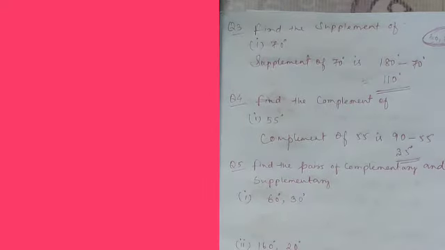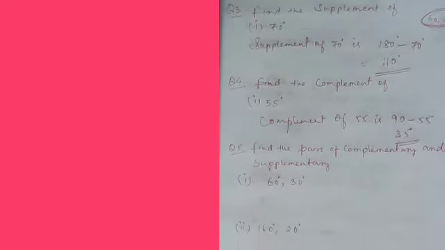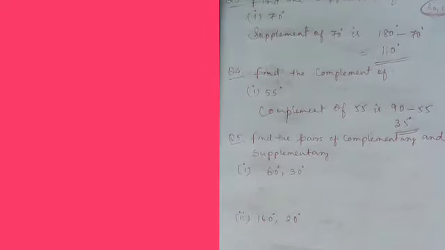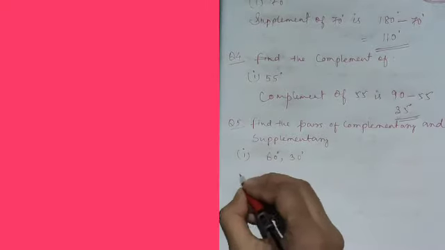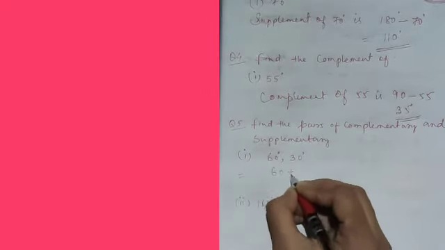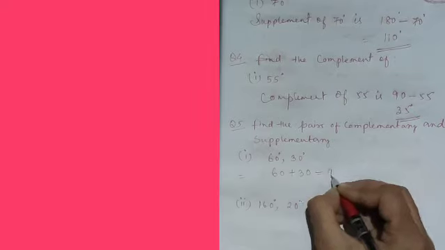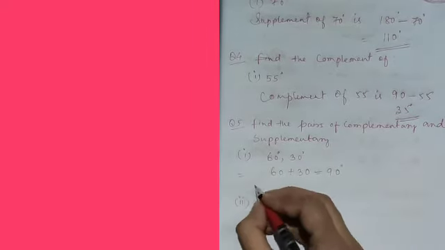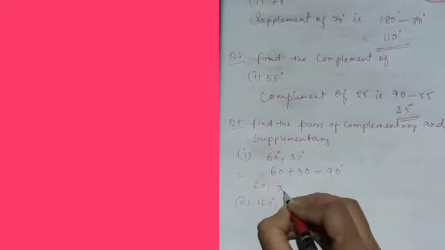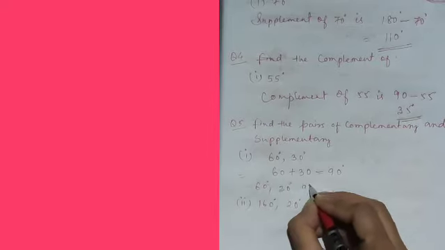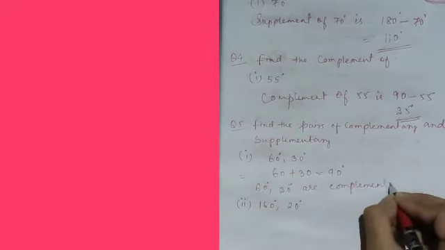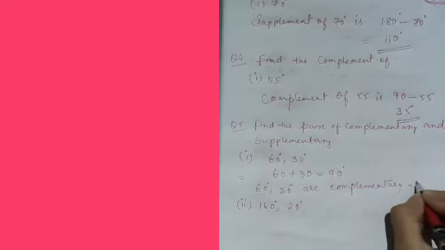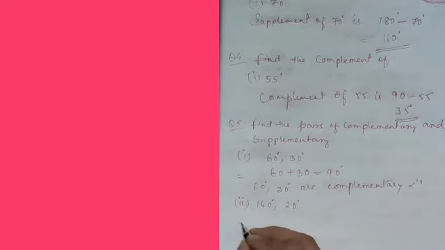Clear? Now in the next question it is said, find the pairs of supplementary and complementary. We are asked to identify which are supplementary pairs and which are complementary pairs. So we will add: 60 plus 30, we got 90, that means they are complementary. So 60 and 30 degrees are complementary angles.